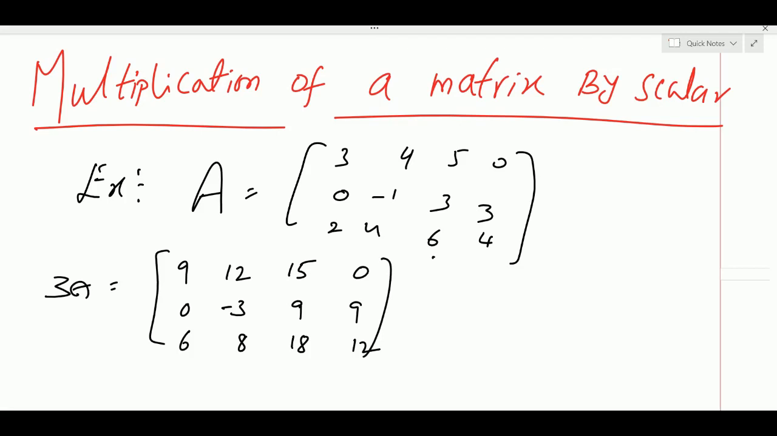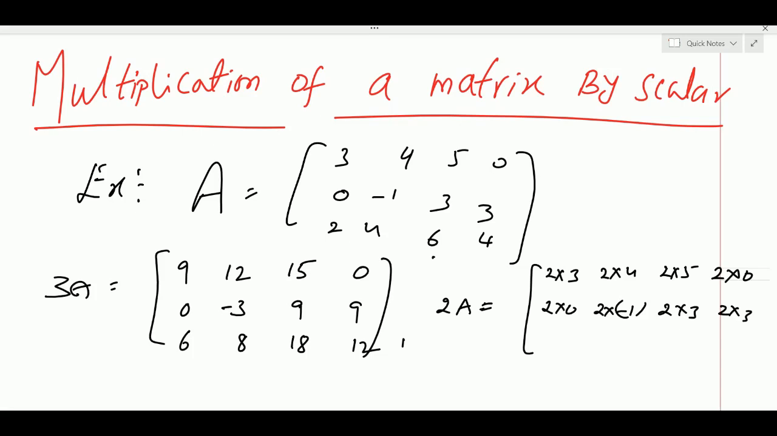This is matrix multiplication by a scalar. Every element has to be multiplied by the number. Suppose you want to find 2A. Can you obtain 2A? Tell me. First row: 2 × 3, 2 × 4, 2 × 0, 2 × 0. Second row: 2 × 0, 2 × -1, 2 × 3, 2 × 3. Third row: 2 × 2, 2 × 4, 2 × 6, 2 × 4. This resultant we can obtain like this.